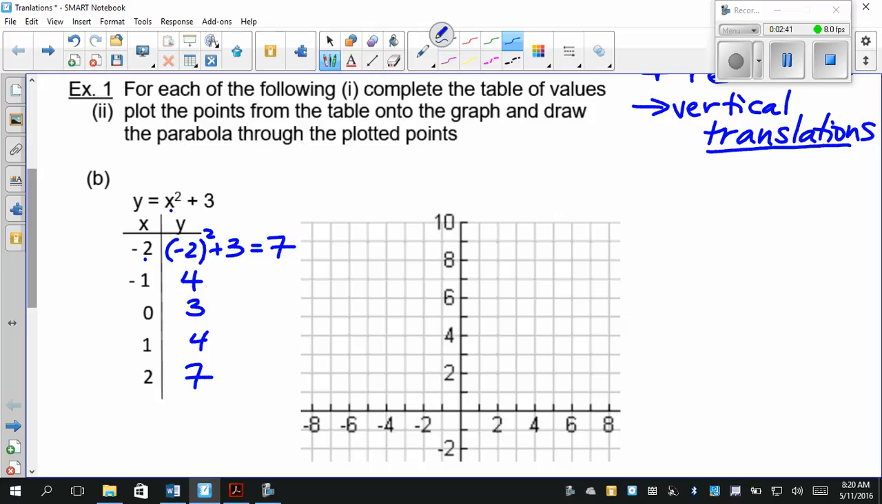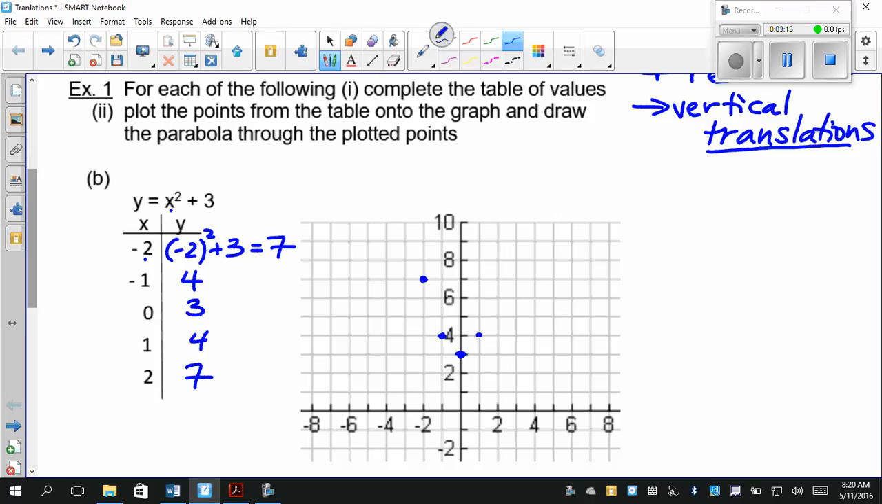Okay, so I'm going to plot these points on the grid: -2, 7, -1, 4, 0, 3, so I'm right there. And remember, the next one here is 1, 4. And you can see that that's where the parabola turns.